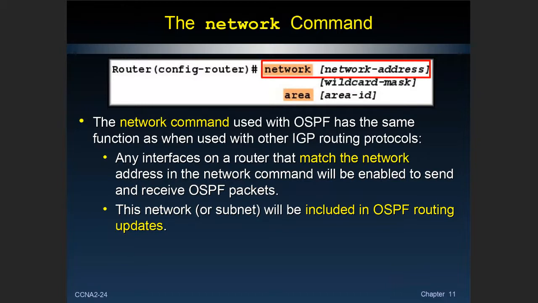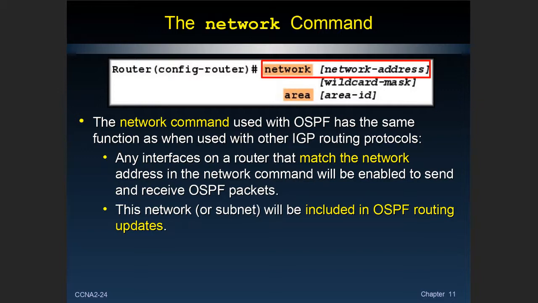So 0.0.0.0 in networking is like a wildcard. It's like if I go to a computer and I type delete star dot star. Star dot star is a wildcard that means delete all the files. I don't care how they're spelled. Star dot star matches everything. 0.0.0.0 in networking matches all IP addresses.